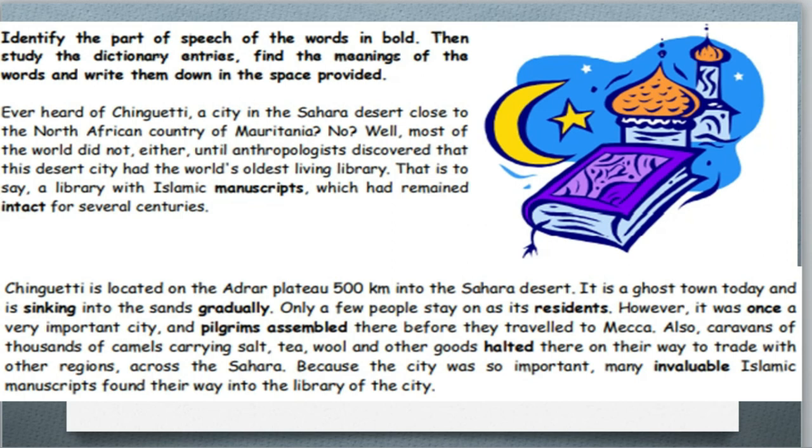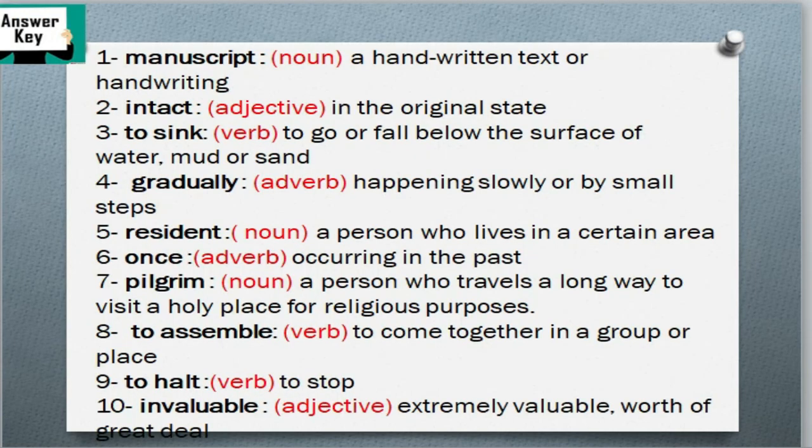And now I'm going to show you the meanings of the words in bold. But please remember the context. The text is about an old city and its library. Okay, number 1, manuscripts. It's a noun. It means a handwritten text or handwriting. Number 2, intact, an adjective. It means in the original state. Number 3, to sink. It is a verb. To go or fall below the surface of water, mud, or sand.